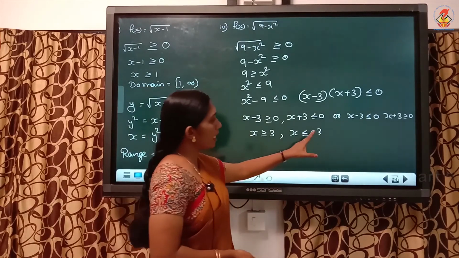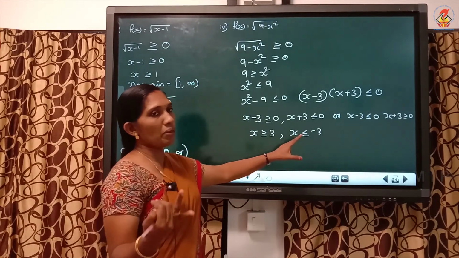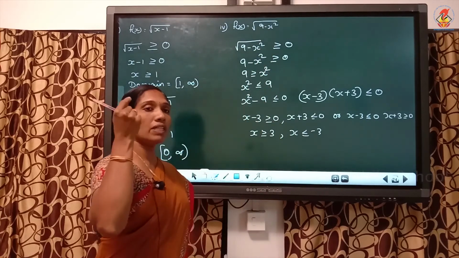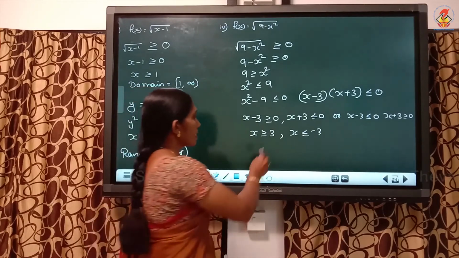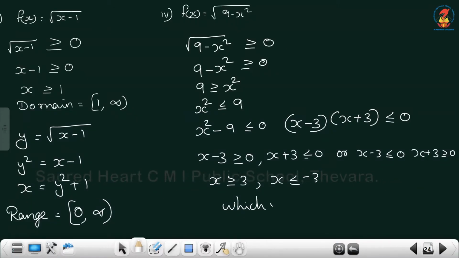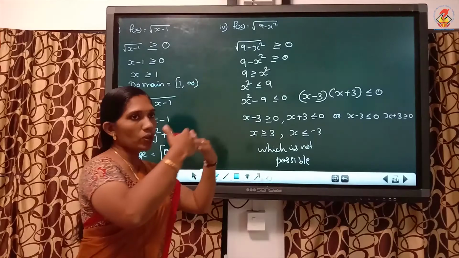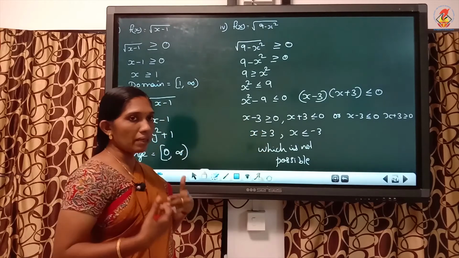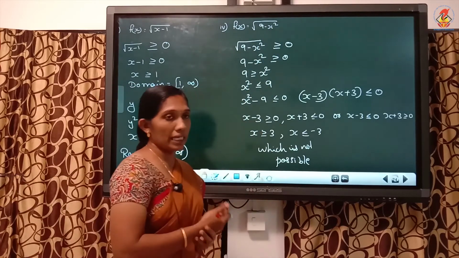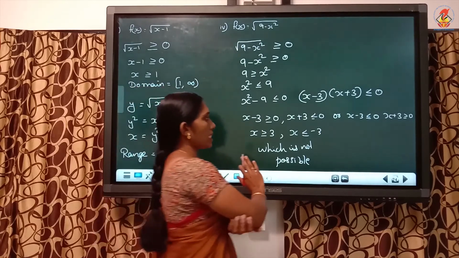This side also, less than minus 3. So I can give minus 4, minus 5 like that. If you substitute, you will get a negative number inside the root symbol. So this case is not possible. Understood why it is not possible? Since x values are more than 3 or less than minus 3, this x square is more than 9. So you will get a negative number, that's why.